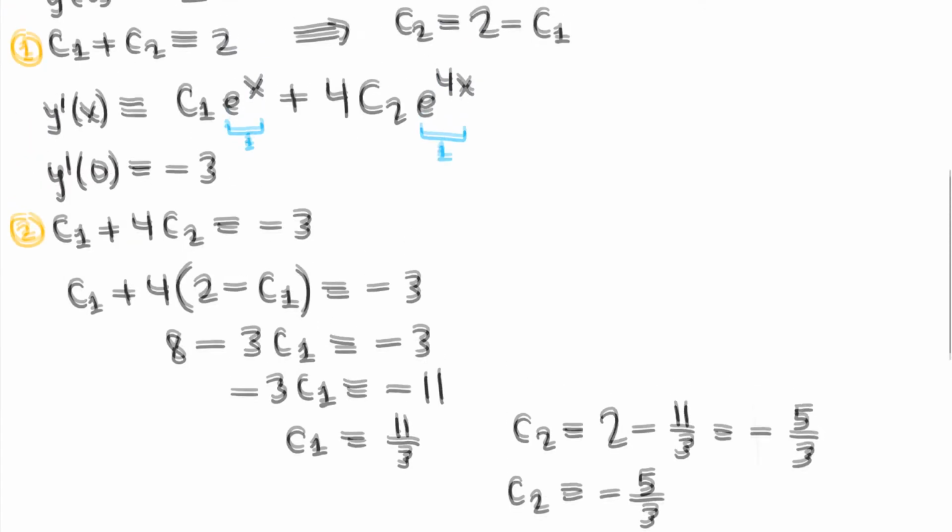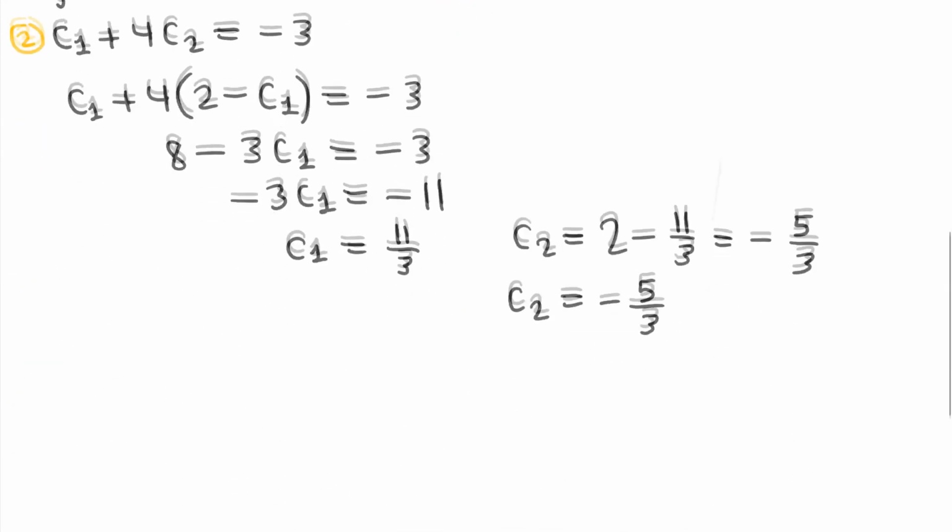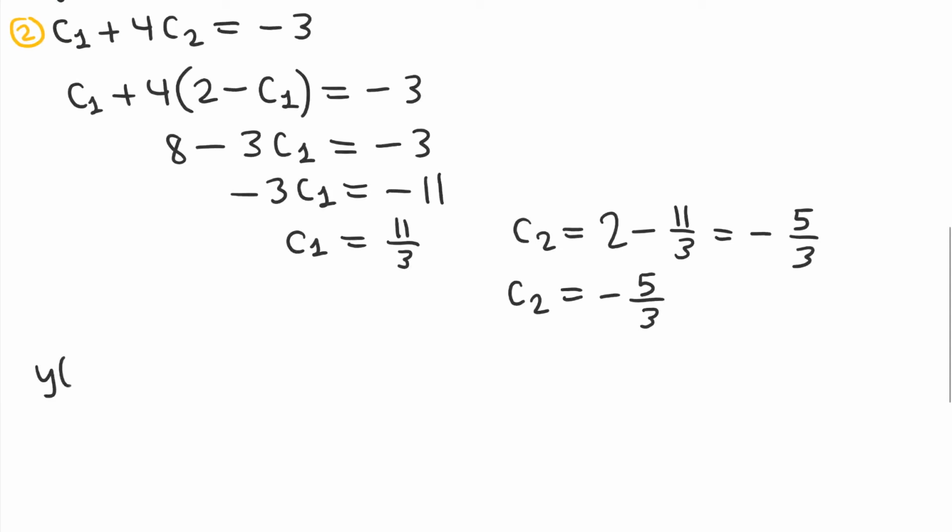And so now we go back to our original general solution right here, and we can go ahead and plug in our constants to get the final answer. So we get y of x is equal to c1, which is 11 over 3, times the exponential, minus 5 over 3, the second constant, times the other exponential. And this is your final answer.